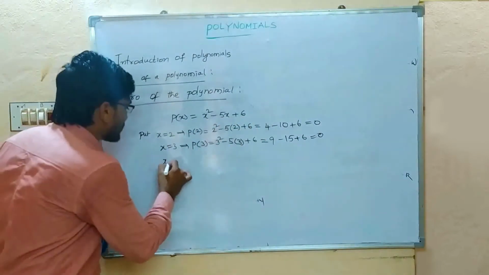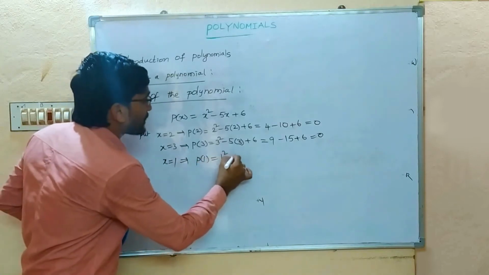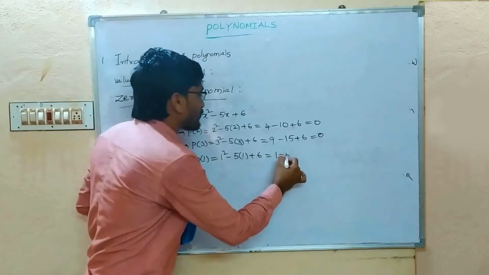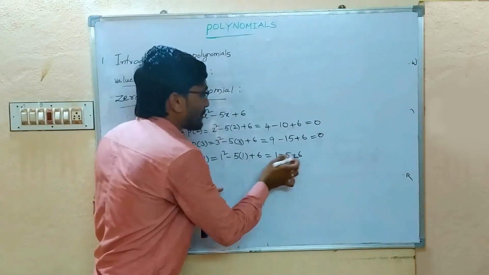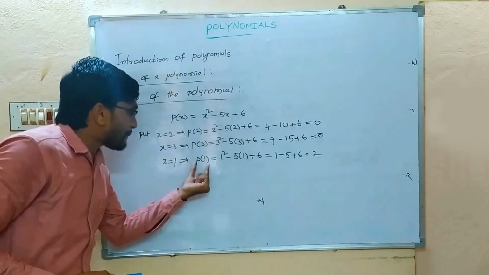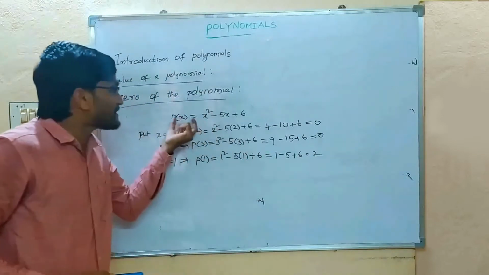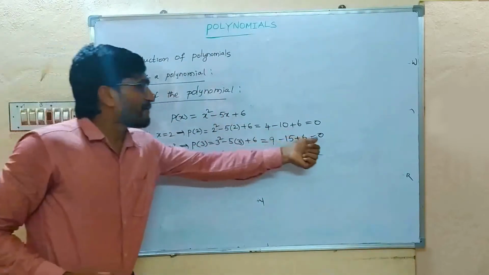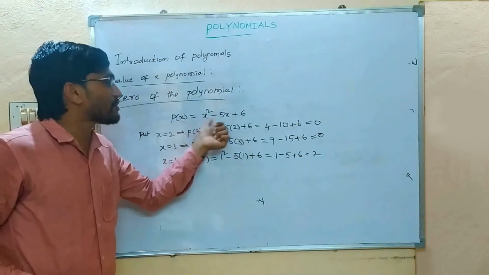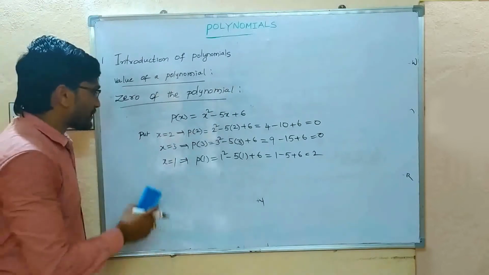Suppose I substitute in place of x as 1. p of 1 is equal to 1 square minus 5 into 1 plus 6. 1 square nothing but 1, minus 5 into 1, 5, plus 6. 1 plus 6, 7. 7 minus 5, 2. So here we get p of 1 is equal to 2. So 1 is not a zero of this polynomial. Here we get p of 3 equal to 0, hence 3 is called a zero of this polynomial. 2 is called a zero of this polynomial. That is about zero of the polynomial.